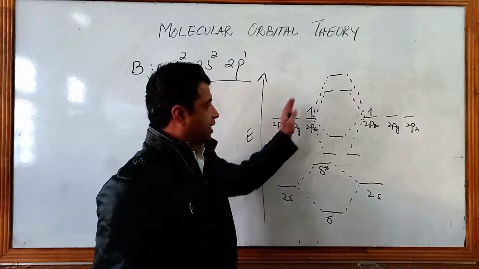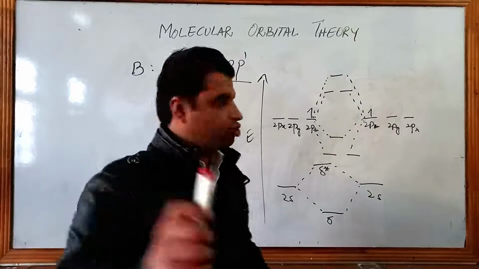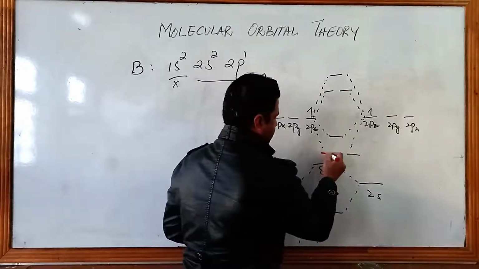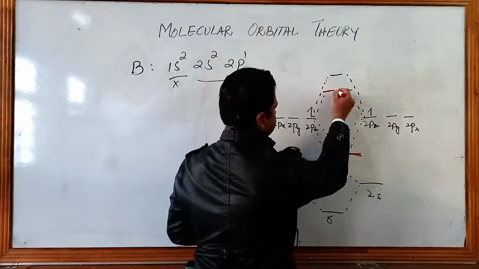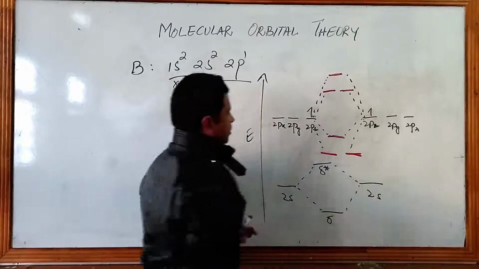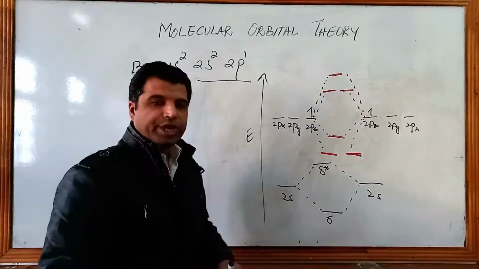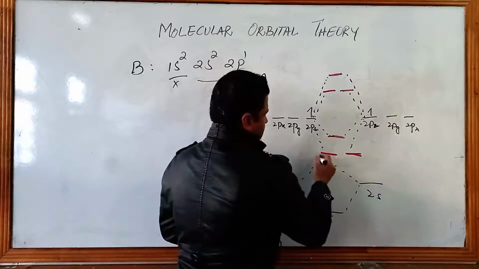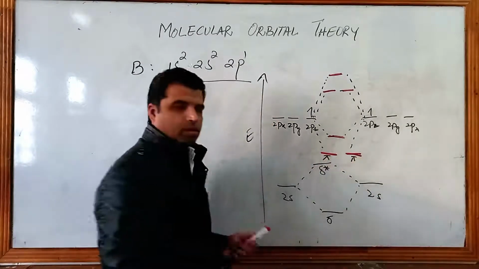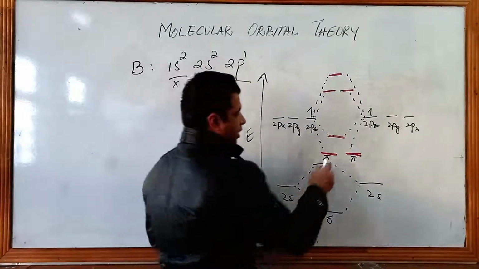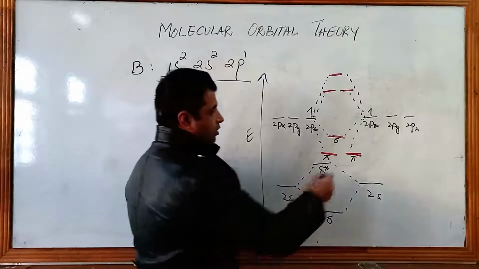So you can see that now we have 6 molecular orbitals. Let me draw them in a different color so you can differentiate between them. These are the 6 molecular orbitals. Now, how do we name them? These 2 here are the pi bonding molecular orbitals, and this is the sigma bonding molecular orbital.